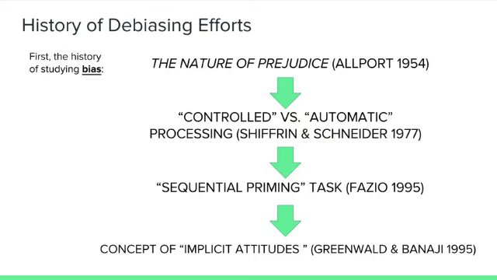Controlled processing was determined to be voluntary and of limited capacity. Meanwhile, automatic processing happens without our attention and is hard to suppress. Next, Fazio's sequential priming task was tested. This is similar to the modern-day implicit association task, where reaction times were measured between words that fit stereotypes versus words that don't. Next, implicit attitudes were defined as introspectively unidentified traces of past experience that mediate favorable or unfavorable thought or action towards social objects.